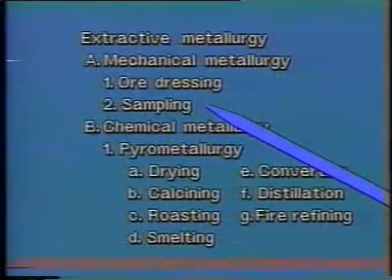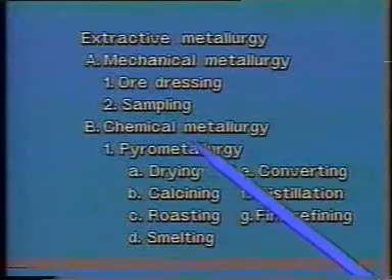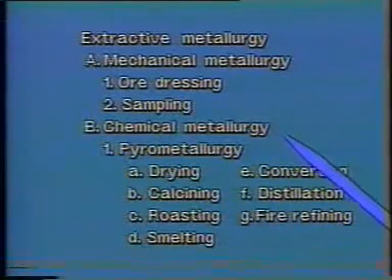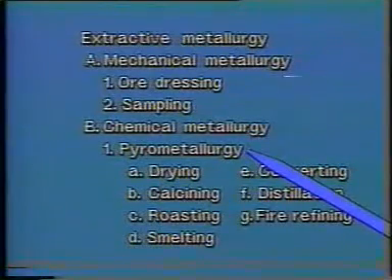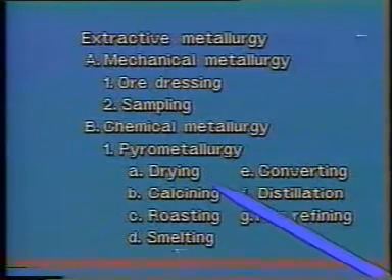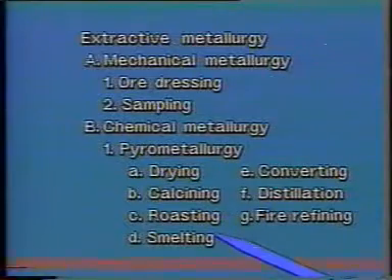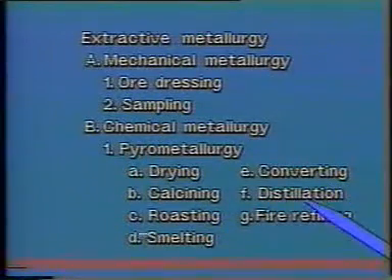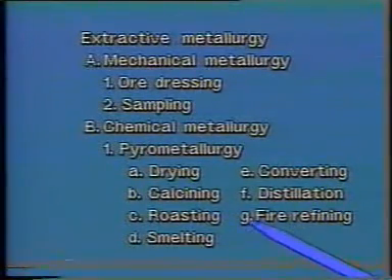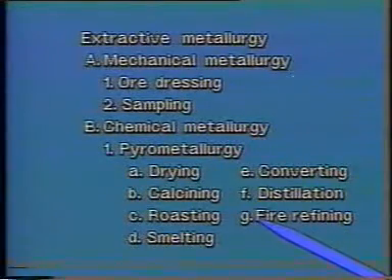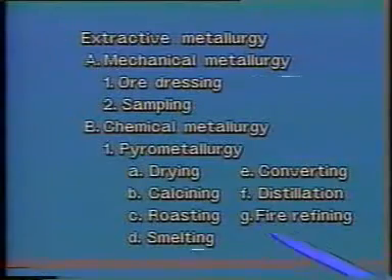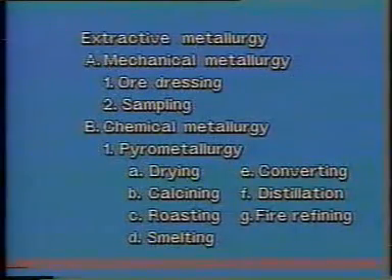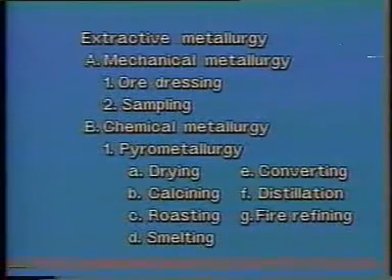Then we have the chemical metallurgy division under extractive metallurgy, and in this particular area we find a division of pyrometallurgy, which involves drying, calcining, roasting, smelting, converting, distillation, and finally the very fine fire refining that's at the very end. But all of these processes are doing something to the ore, preparing the ore so that we can, in the end, get a unique, pure material, or almost pure material.